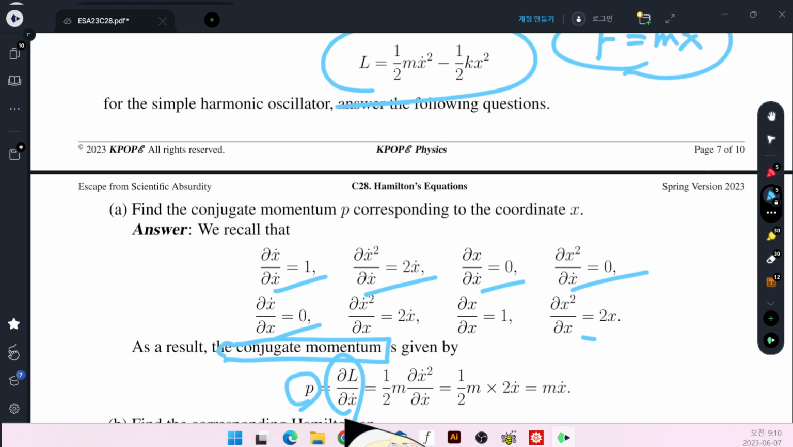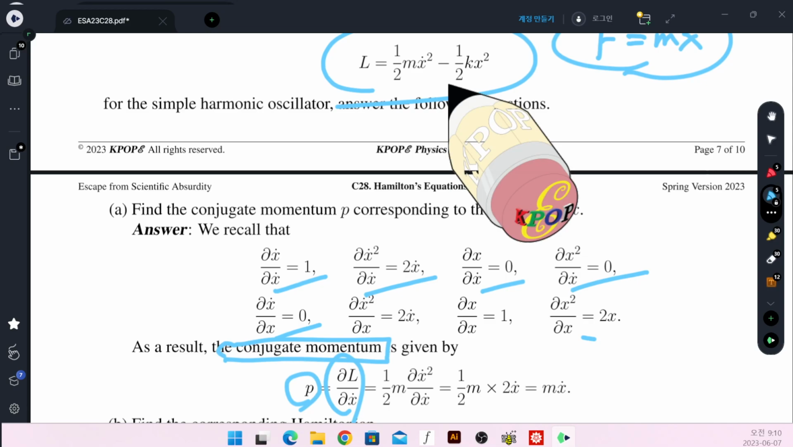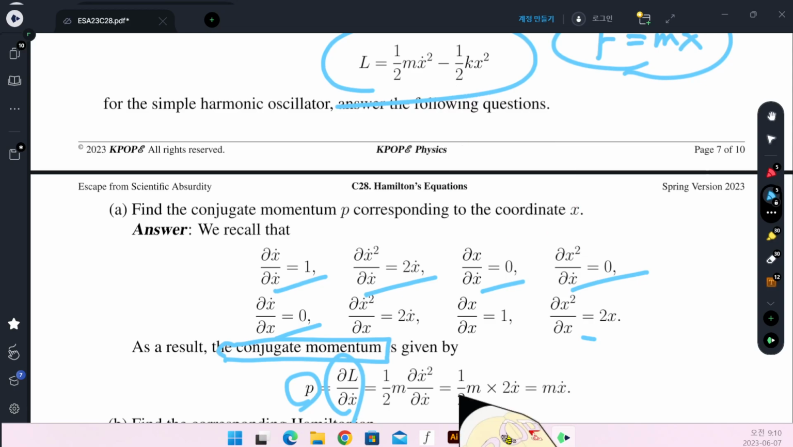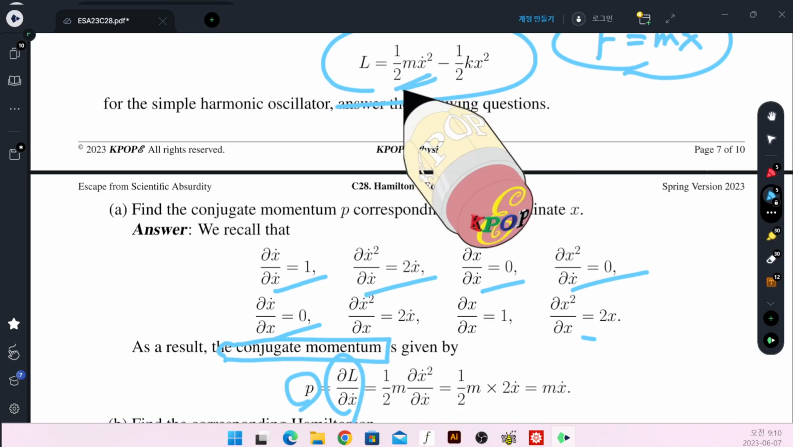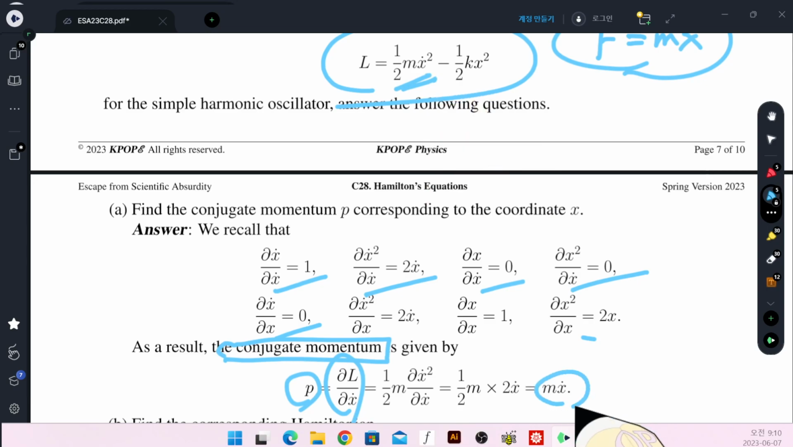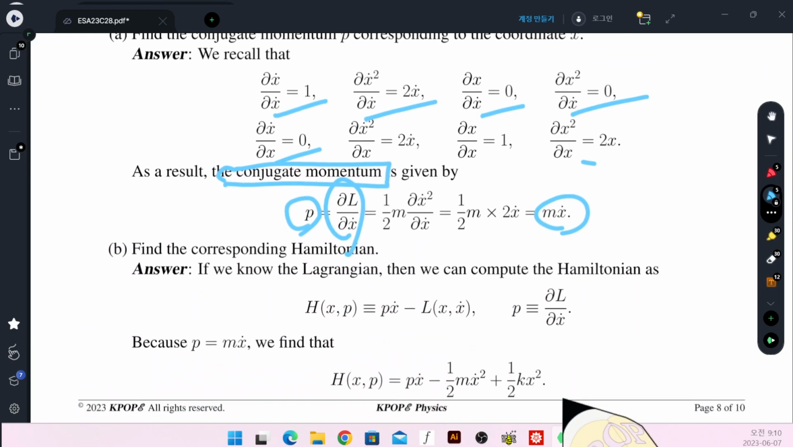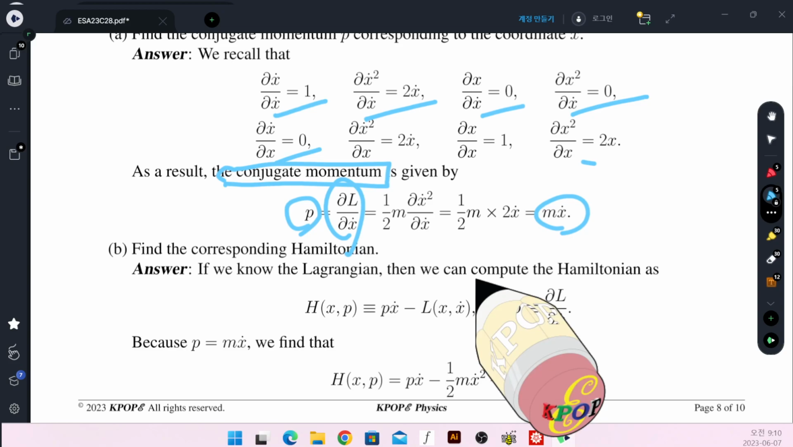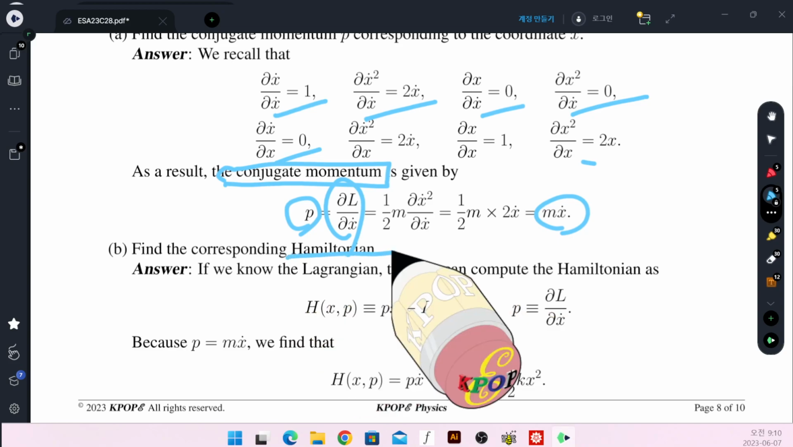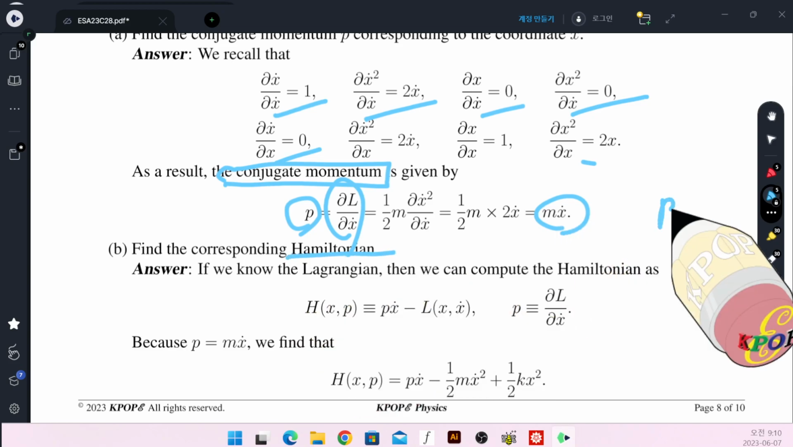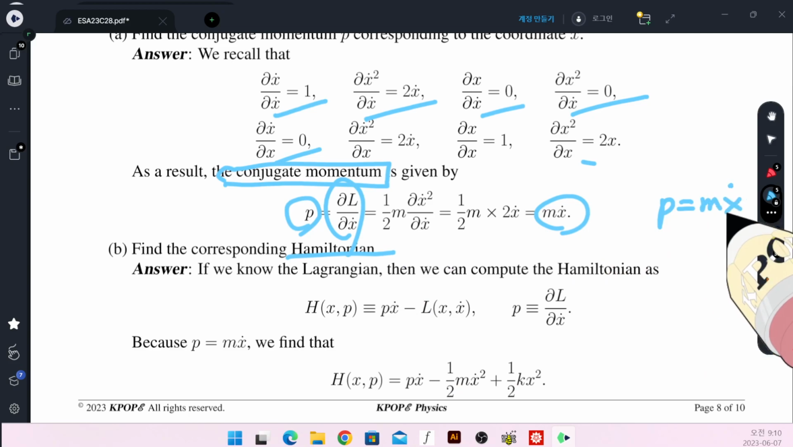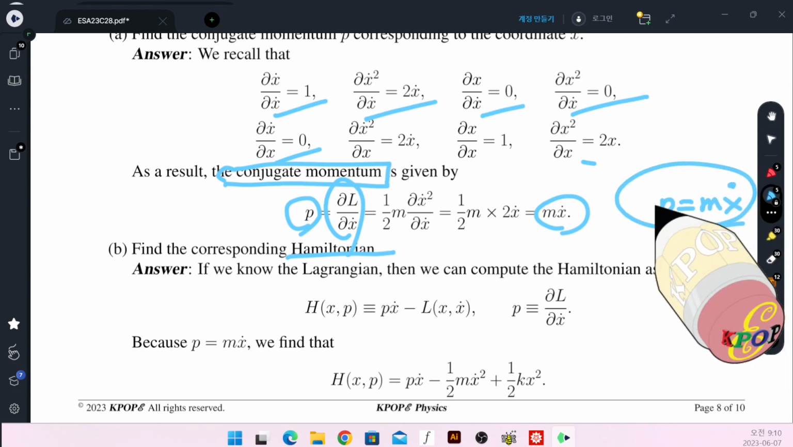related to the coordinate x. So x dot appears in the kinetic energy only. The final result is mass times velocity. All right, let's find the Hamiltonian. We now find the linear momentum is mass times velocity.